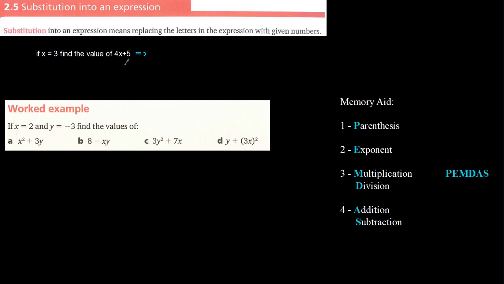If I write, if x is equal to 3, then 4x plus 5 is equal to 4 times x plus 5, and x is equal to 3, we know that one. 4 times 3 plus 5. 4 times 3 is equal to 12. 12 plus 5 is equal to 17. So the expression value is 17 if x is equal to 3, and this is our topic here that we are trying to explain to you.